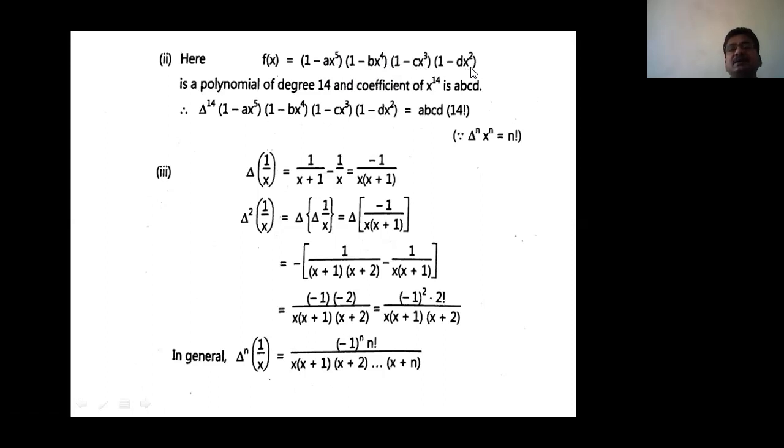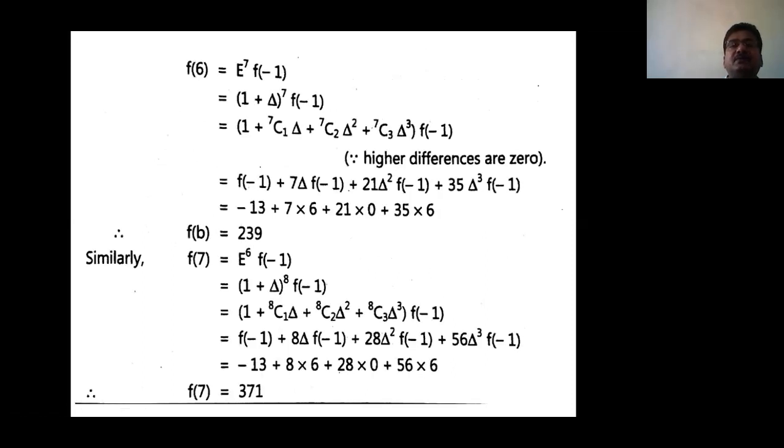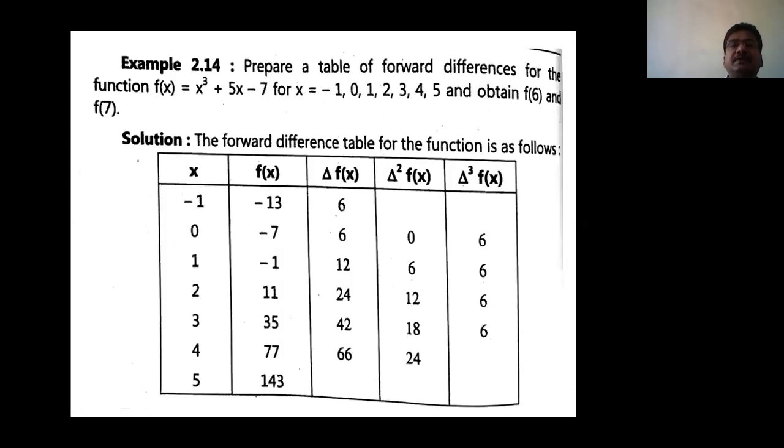And what is delta raised to n of x raised to n? It is n factorial. And delta raised to n plus 1 of x raised to n is what? It is 0. That is, the nth difference of x raised to n is n factorial. But all the further, higher order differences of x raised to n are 0. So this is given in the theorem, the theorem of interpolation.